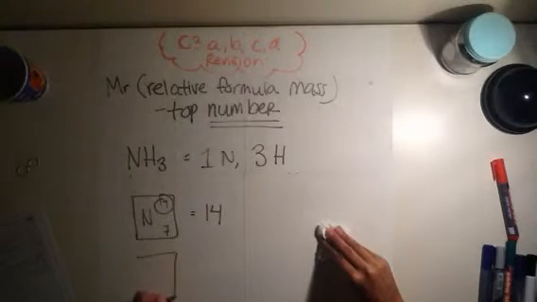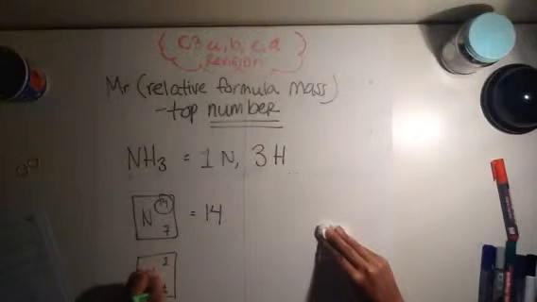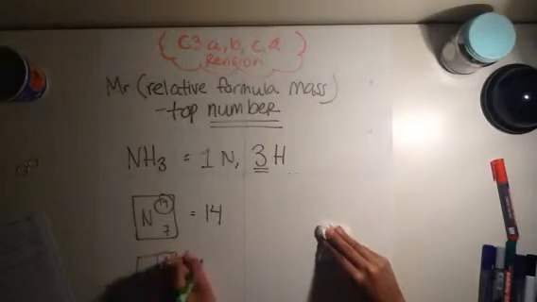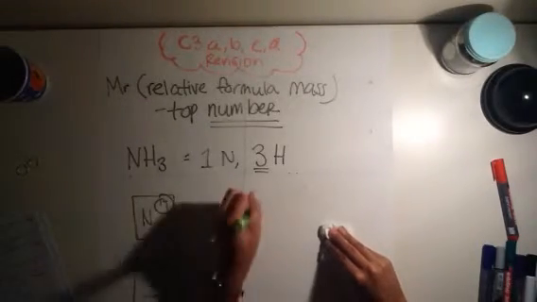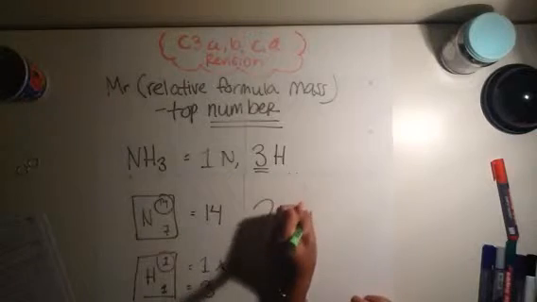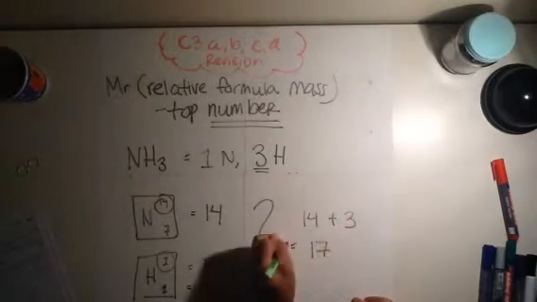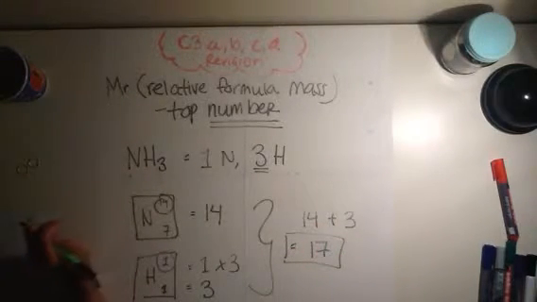Hydrogen, very simple one, it's the first element. Got 1 and 1. How many of it do we have? 3, so it's going to be 1 times 3, which is a total of 3. Add them all together. 14 plus 3 equals 17. That is the relative formula mass for NH3.